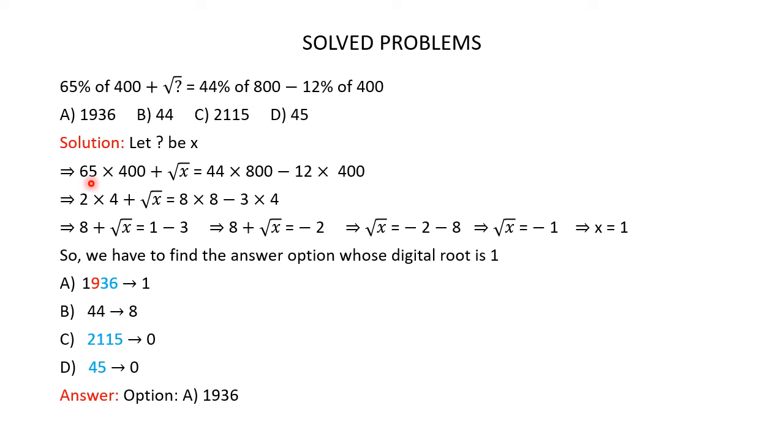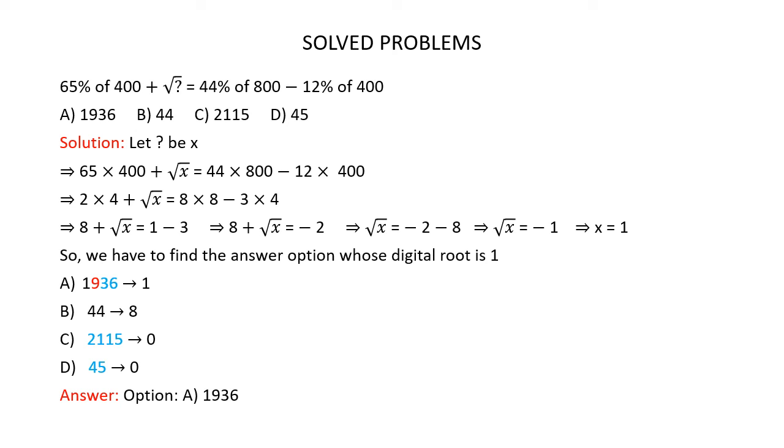So now you have 65 multiplied by 400 plus square root of x is equal to 44 multiplied by 800 minus 12 multiplied by 400. Now find the digital root of these numbers. 6 plus 5 is 11 and 1 plus 1 is 2. So 2 is the digital root here. 4 is the digital root here. 4 plus 4 is 8. So 8 is the digital root here.